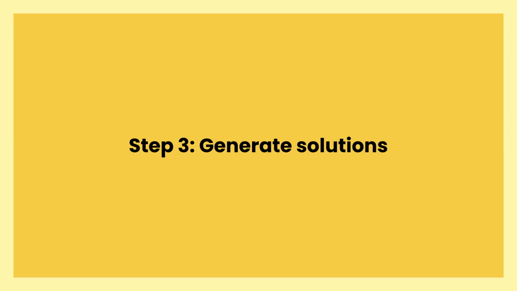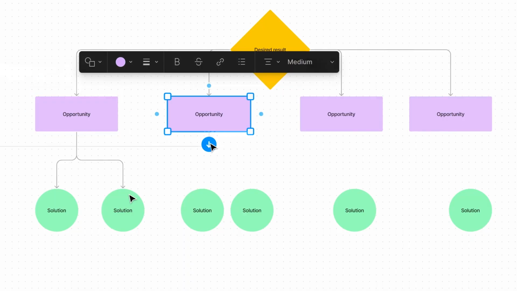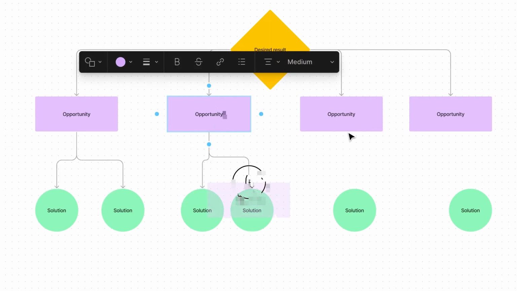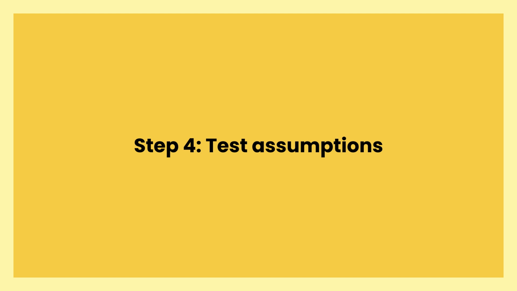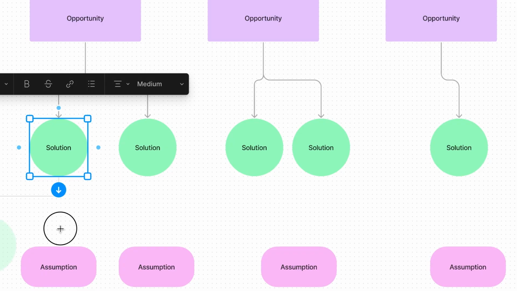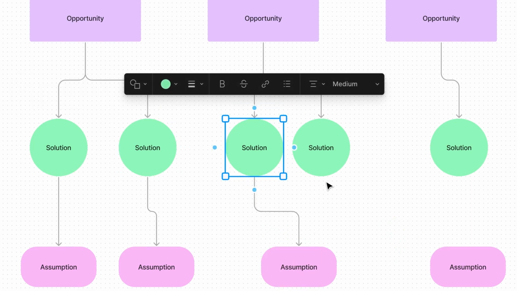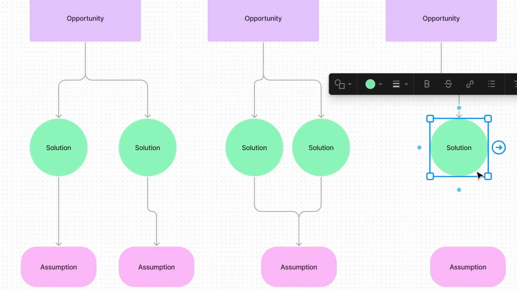Step 3. Generate solutions. What can be a potential solution that directly links to each opportunity? Write down your ideas in the following branches. Step 4. Test assumptions. Once you have generated some solutions, you can begin testing them out. Add assumptions that will enable you to measure the outcomes of each chosen solution. Now, when we've figured out how the opportunity solution tree works, let's try to understand the course of action for increasing returning site visitors using this tool.